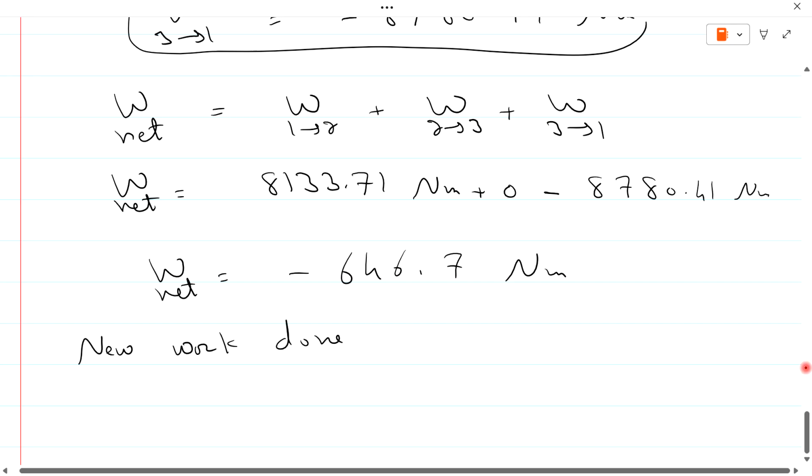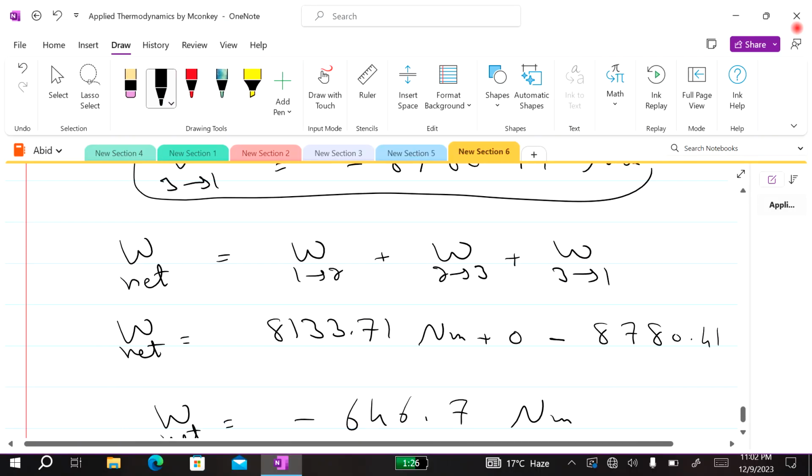Negative sign means that net work is done by the system, equal to 646.7 Newton meter. So this is the final answer.